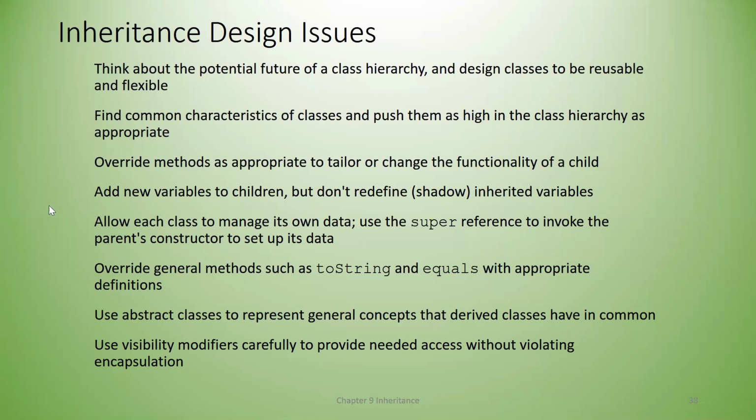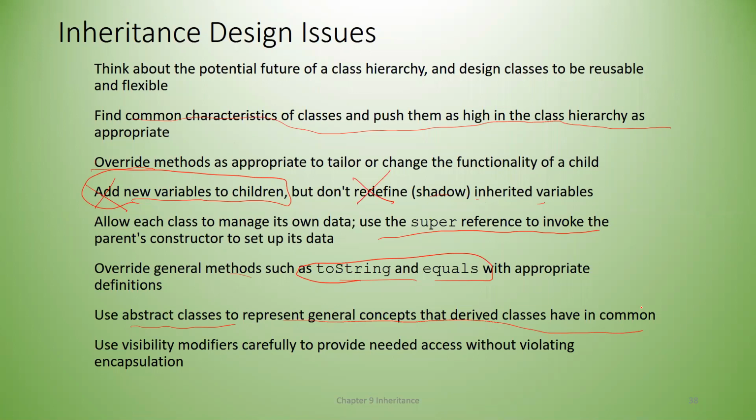I will let you read this once again. When you write the constructor for the child class, the first line of code should be calling the constructor of the super class, right? Using the super method. And override general methods such as toString, always override them in your class. Use abstract classes to represent general concepts.